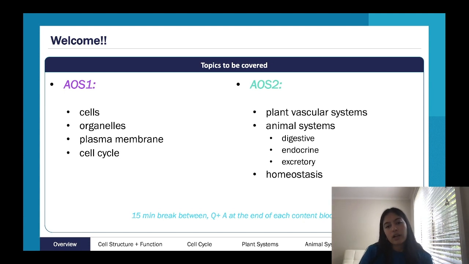And then in our second half, we'll look at Area of Study 2. This is when we zoom out a little bit and look at things in terms of systems. We're looking at the vascular system, digestive, endocrine, some other stuff as well, and homeostasis. I think most schools cover homeostasis in junior science, so you may have been introduced to it in year 9, if not year 10. We'll be looking at that a little more closely. And just remember we've got about a 15-minute break halfway through, and we'll cover Q&A as well. Hopefully that makes sense.